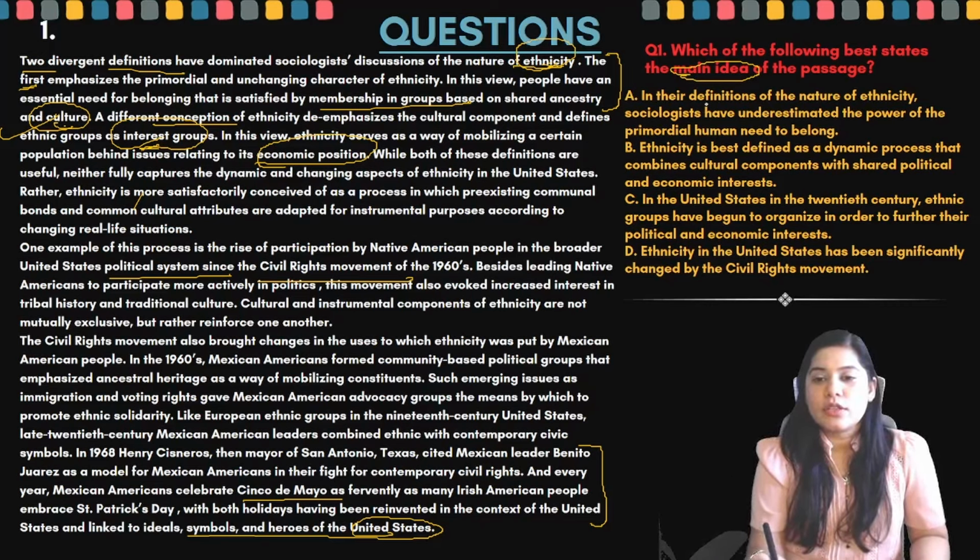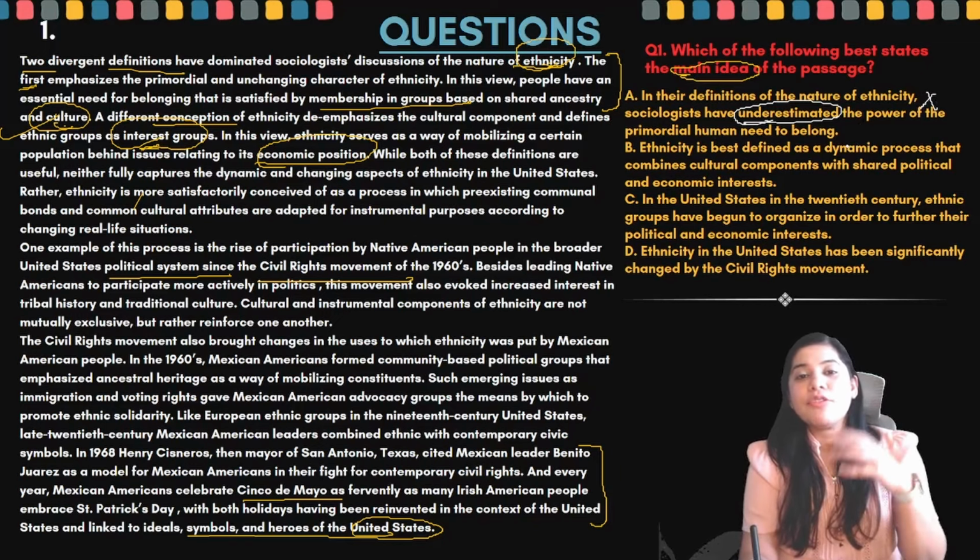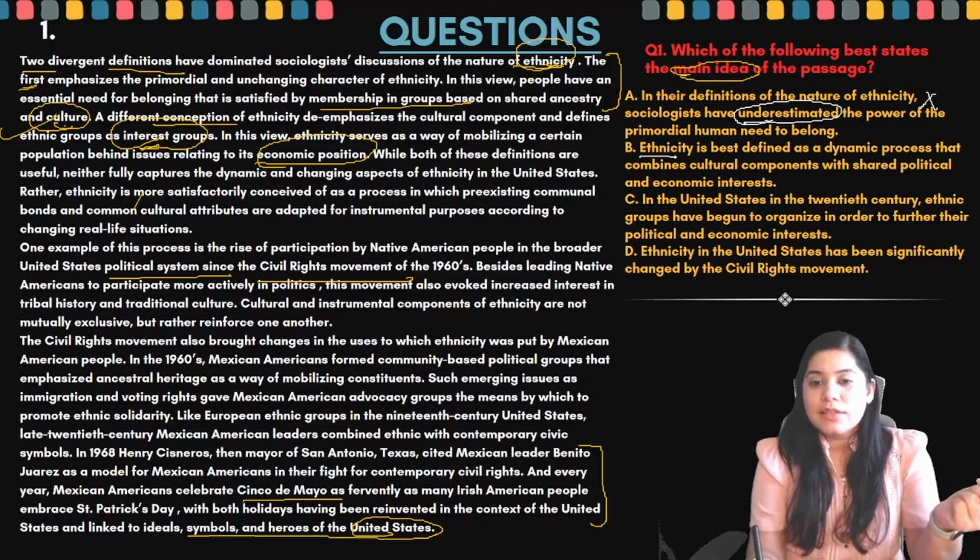Let's quickly solve this. Option A: in their definitions of the nature of ethnicity, sociologists have underestimated the power of the primordial human need to belong. What they have underestimated, this is not the main idea. Maybe they might have done that, but that's not the main idea, right? The main idea is different definitions of ethnicity. What is ethnicity? Ethnicity is best defined, so in the first few lines we are trying to define ethnicity. So far so good. As a dynamic process that combines a cultural component, which was part of the first definition, and political and economic interest, the second definition. So it kind of covers what we are talking about here, right? So B can be the correct answer.